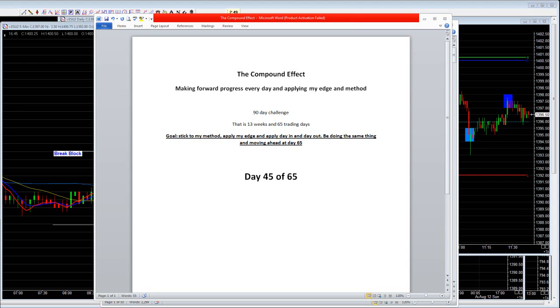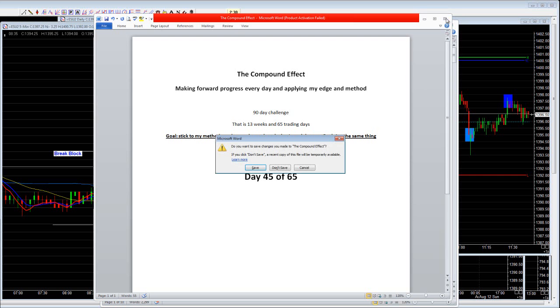Right, this is the blog for Friday the 10th of August, day 45 of 65 of the Compound Effects Challenge. So just finishing week 9 of a 13-week challenge, making forward progress every day, applying my edge and method and making sure I'm doing all the little things and compounding my way forwards.